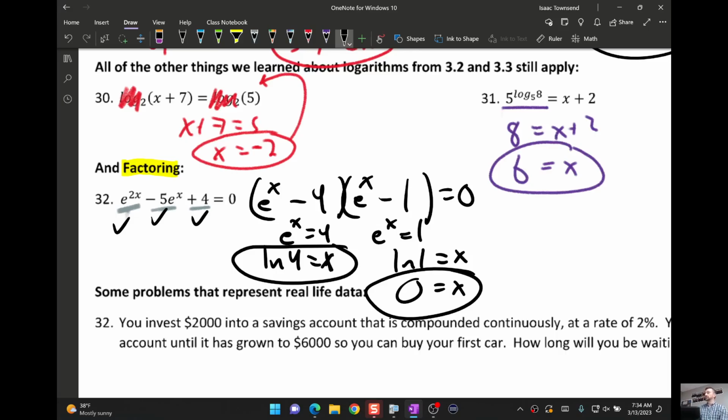So the main thing I need you to get out of that example is when you see a question that looks like that and nothing else works, you need to try to factor it. That's really the only way to move forward.